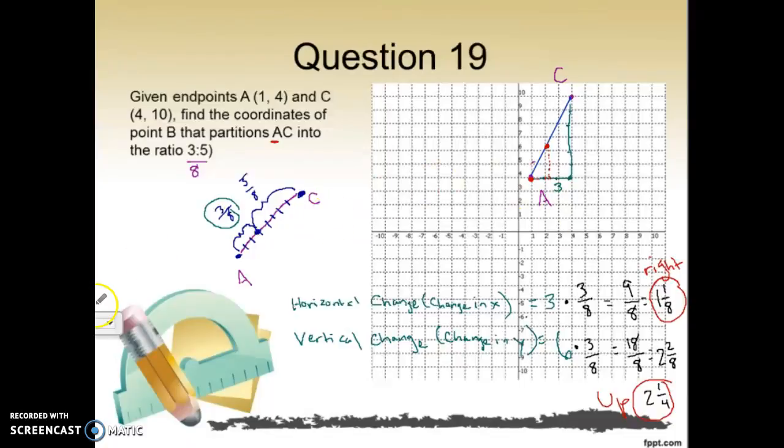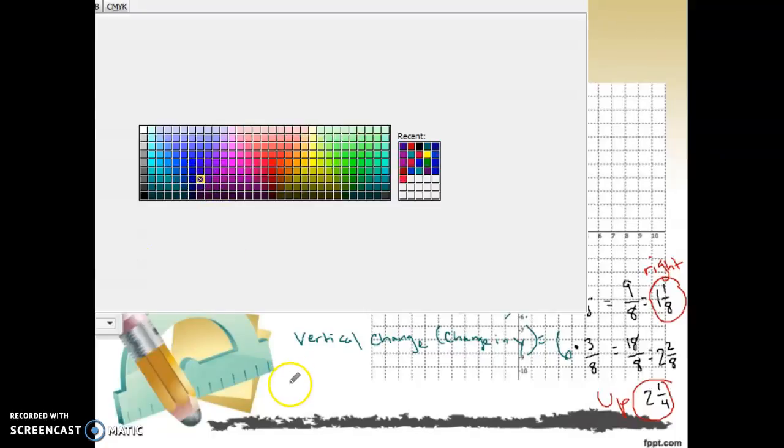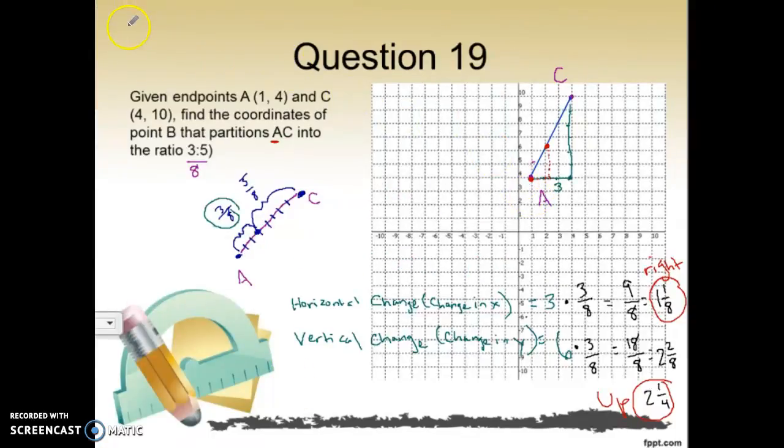Now, if I wanted to write the coordinates of that point, all I would do is take the coordinates of A, which is (1, 4), and I'm going to add how far right we go, this number here, 1 1/8. And I'm also going to add how far up we go, 2 1/4, to find the coordinates of our point B. So point B is going to be, I'm just going to add here, 1 plus 1 1/8 is 2 1/8. And then 4 plus 2 1/4 is 6 1/4. So those are technically the coordinates of that point.